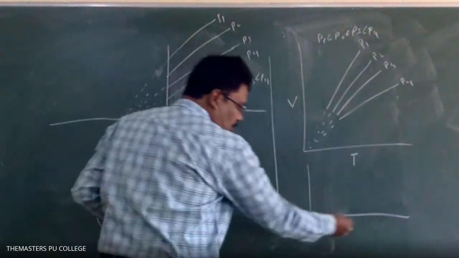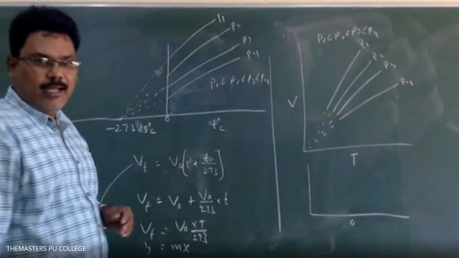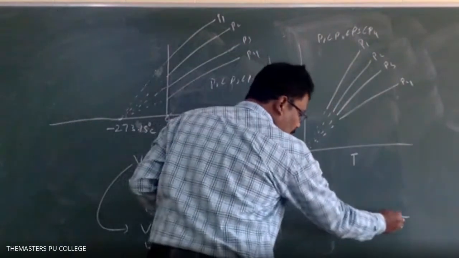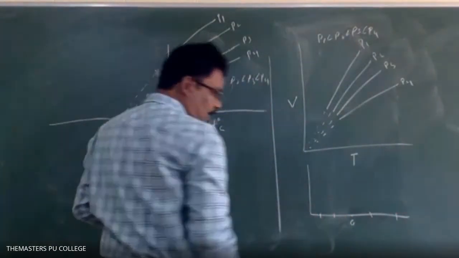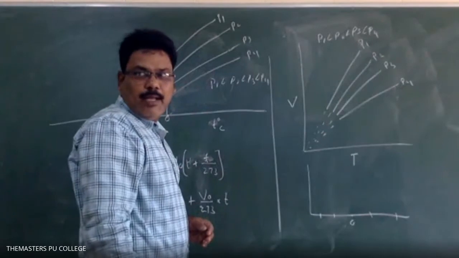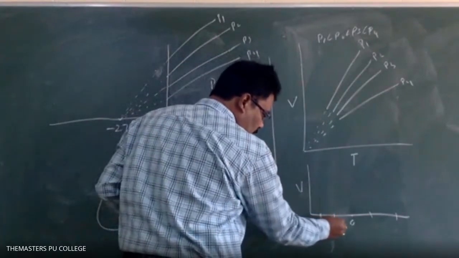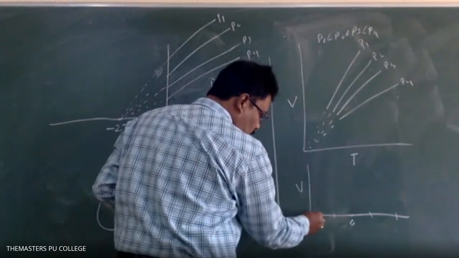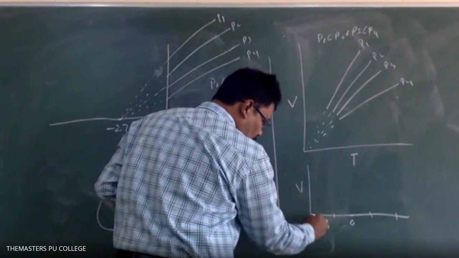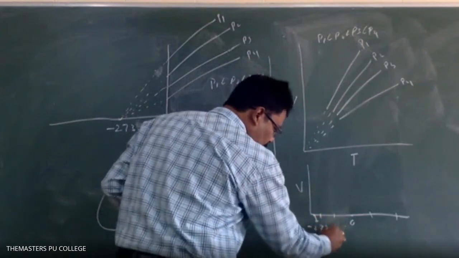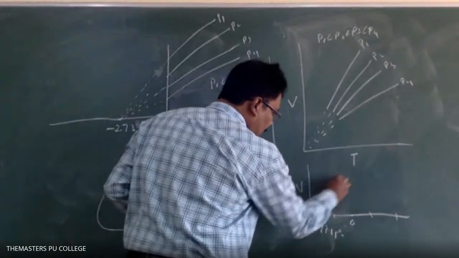From here they took 0 temperature. They took 0 here, then 100, 200 like this, and on this side 100 and 200 like this. Here is volume. So this is 100, 200, so 273 plus. Here they are showing this point as minus 273.15 degrees Celsius. So here they show it like this.